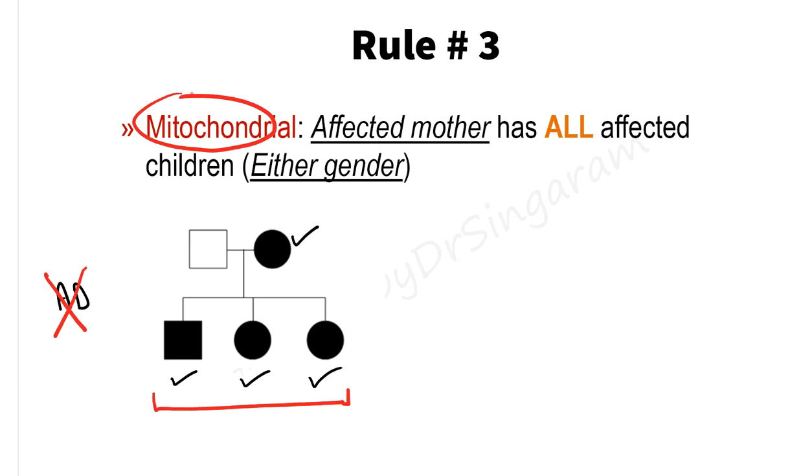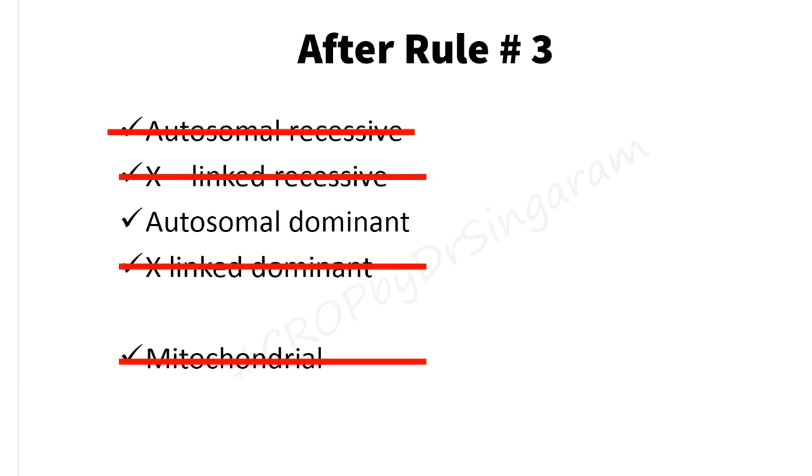So that brings us to rule number 3. What is rule number 3? An affected mother has all affected children of either gender. Whether it's male or female doesn't matter, but all children will be affected from an affected mother. So this is called mitochondrial pedigree. Are you able to follow this? Right. So after rule number 3, if you are still not able to come to a diagnosis, then what is the only diagnosis left? It is nothing but autosomal dominant. That's all. So please apply these 3 rules in sequence, rule out one by one, and come to a final diagnosis.